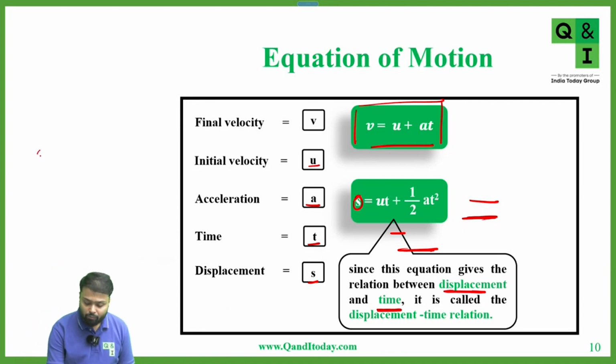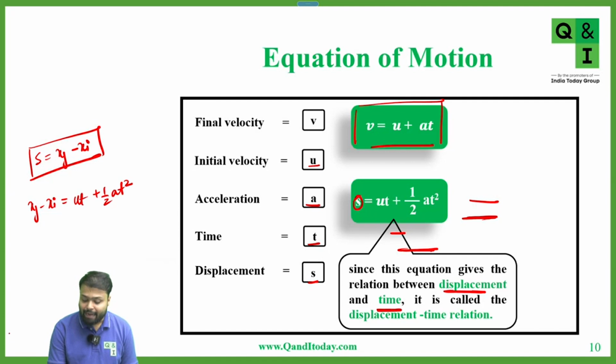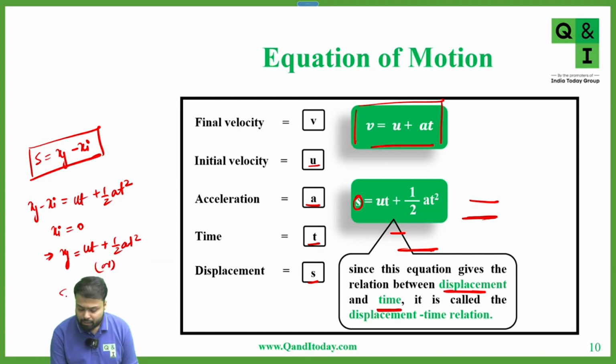Now one more thing: what is displacement? Displacement is nothing but the final position minus the initial position. So the second equation of motion can also be written as: final position of the body minus initial position of the body equals ut plus half at square. If the body is starting from the origin, that means the initial position is 0, so we can say xf equals ut plus half at square. Or if the final position of the body is the displacement of the body, then s equals ut plus half at square.